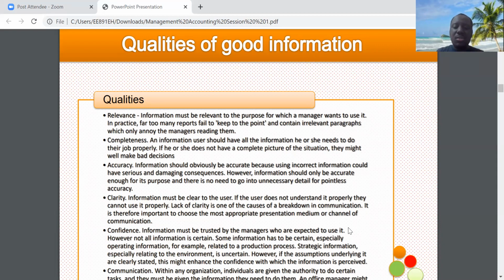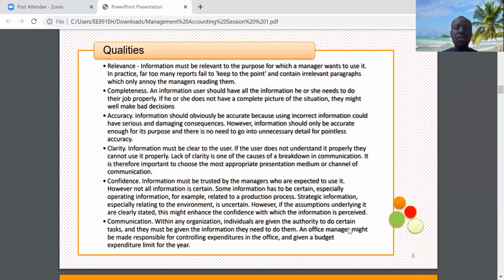The presentation of the information, and the medium you are even using to present, all those things are very key to clarity. Then confidence. Confidence is basically the information should have some credibility. The information must be trusted by the managers. What is the use of information that's not credible? No one wants to use information that is not credible. So the information must be trusted by the managers who are expected to use it.